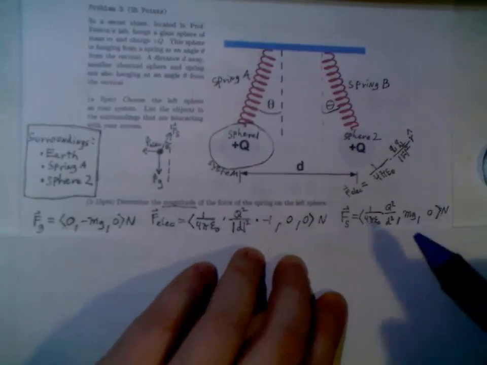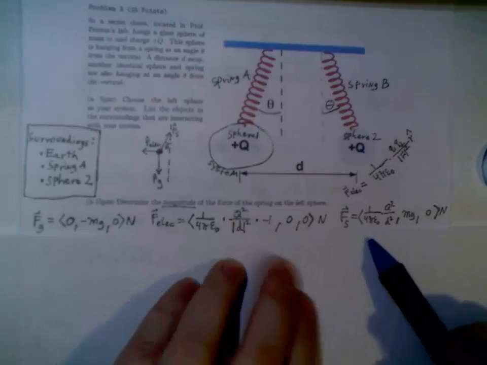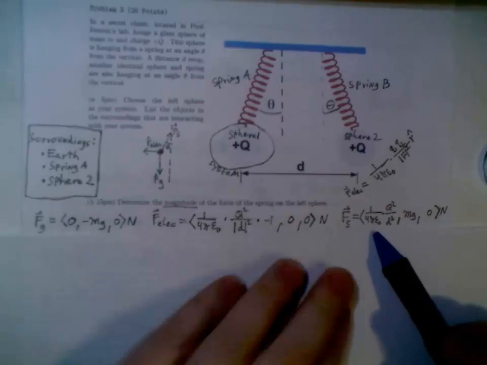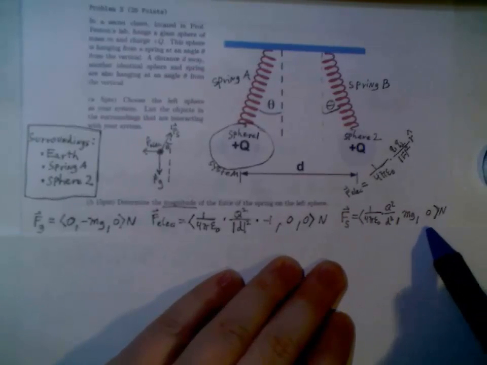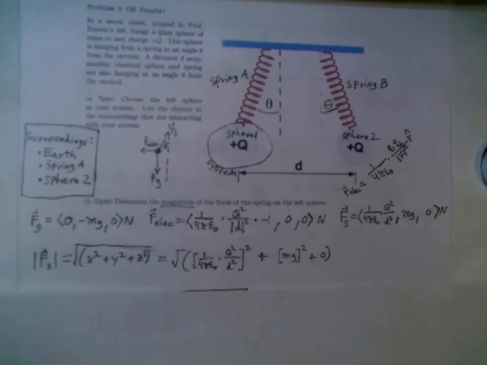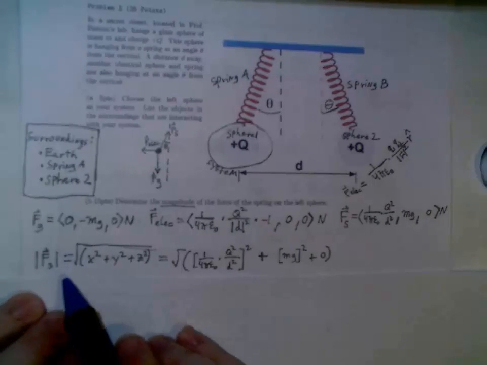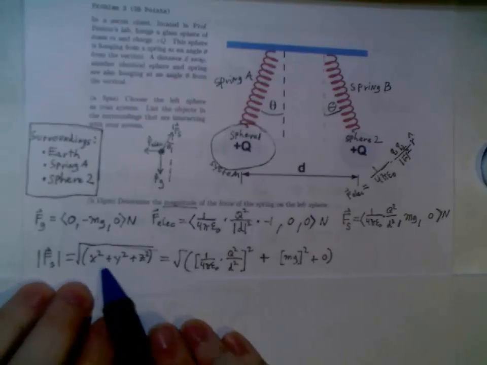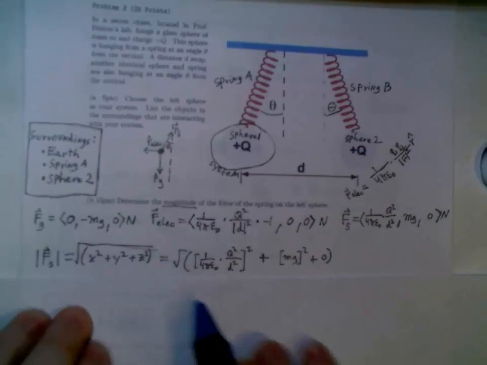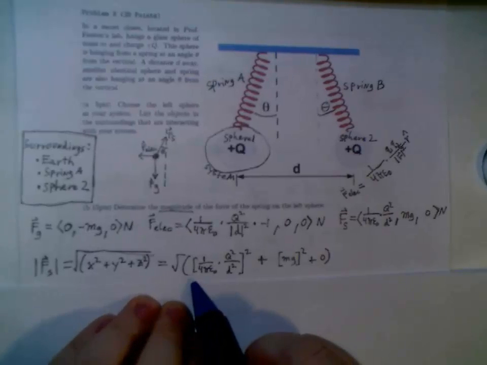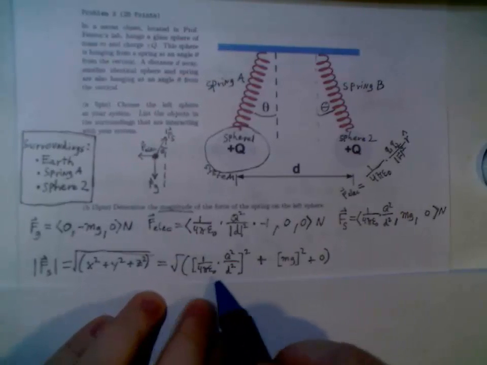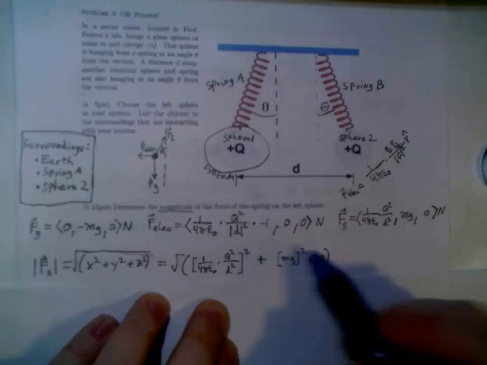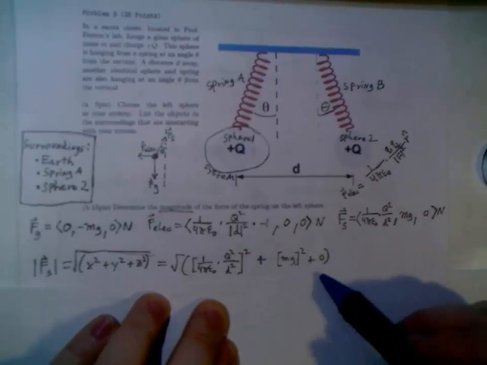Then we have the force due to spring, which is a combination of these two forces. It's supposed to cancel out these two forces, so you flip the sign on each of these forces and plug them in. There's no force in the z direction, so this also has no force in the z direction. To find the magnitude of the vector, you just do x squared plus y squared plus z squared under square root. So here you have square root of 1 over 4 pi epsilon naught times q squared over d squared, all that squared, plus mg squared plus 0.